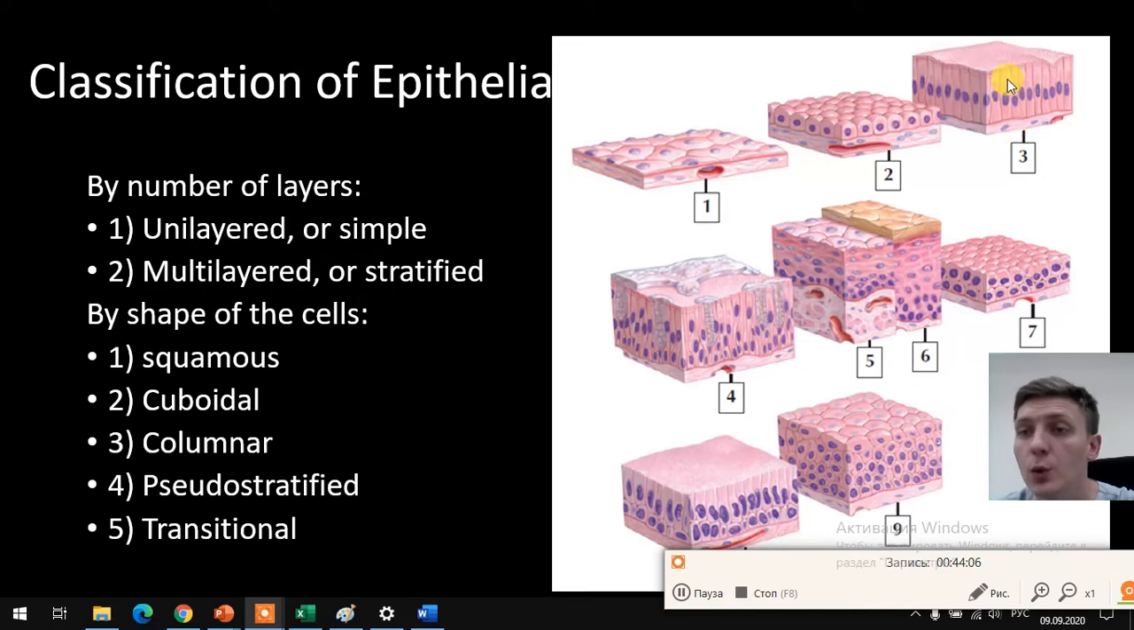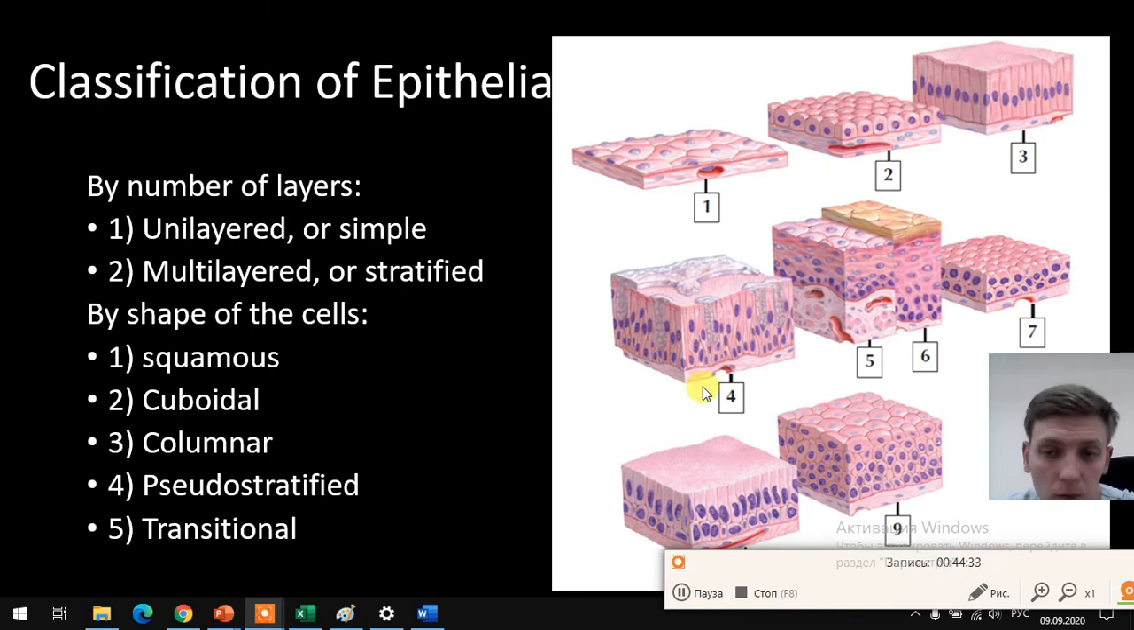Because we have only one row of cells, the cells are high, but still it's possible to penetrate into the connective tissue, because all the exchange between these epithelial cells goes through the basement membrane with connective tissue under it. You see everywhere, here and here and here, we have connective tissue with blood vessels under them.